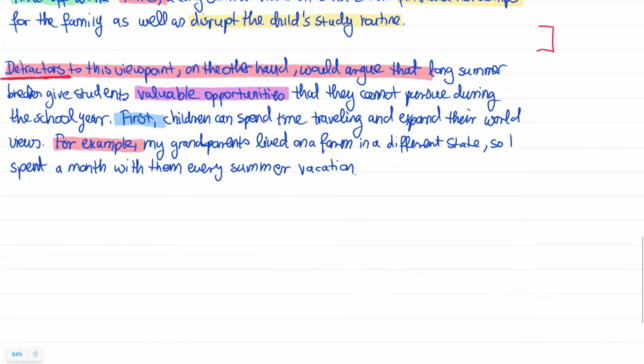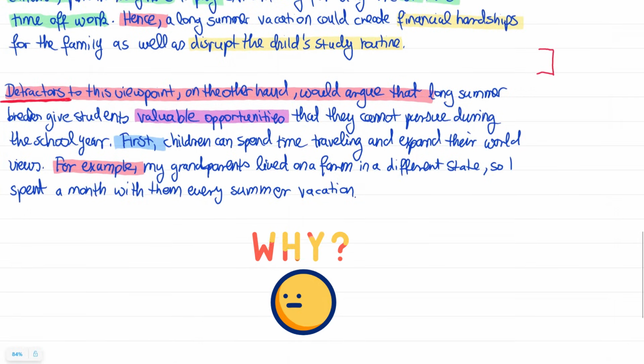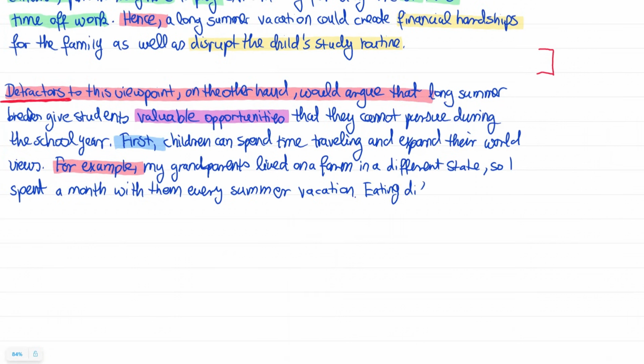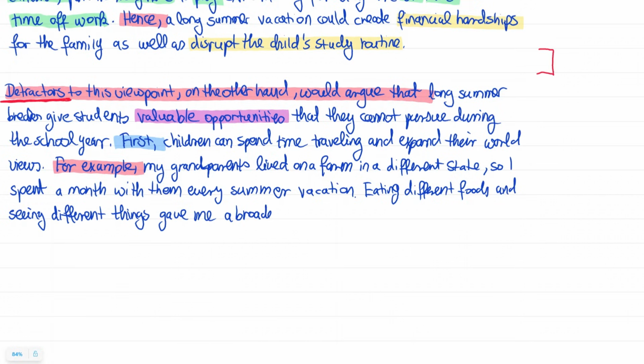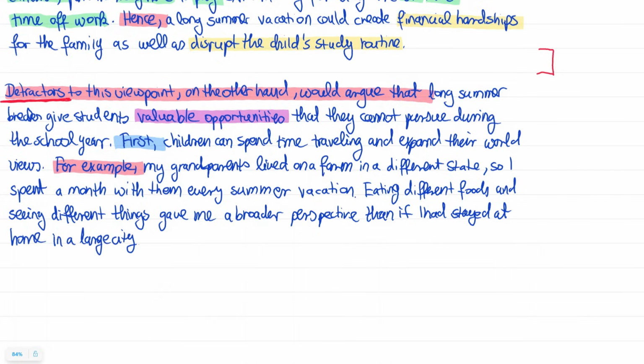However, this sentence doesn't really show why traveling was good, does it? So let's add one more sentence to clarify why that travel makes long breaks better than short breaks. Eating different foods and seeing different things gave me a broader perspective than if I'd stayed at home in a large city. I give the result of the travel. I show what I gained, a broader perspective. That sounds very valuable, doesn't it? Definitely a reason to keep a longer summer break.